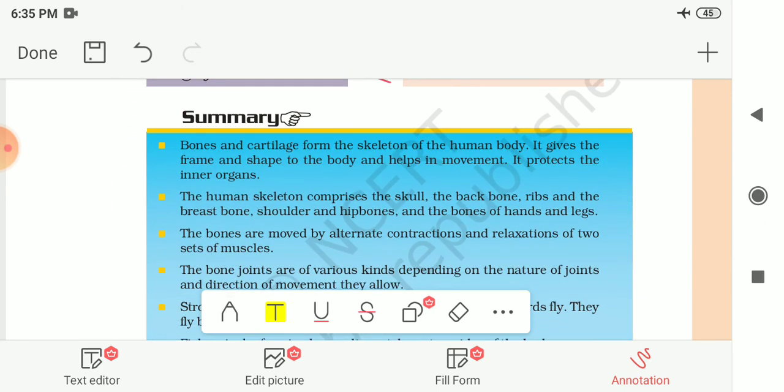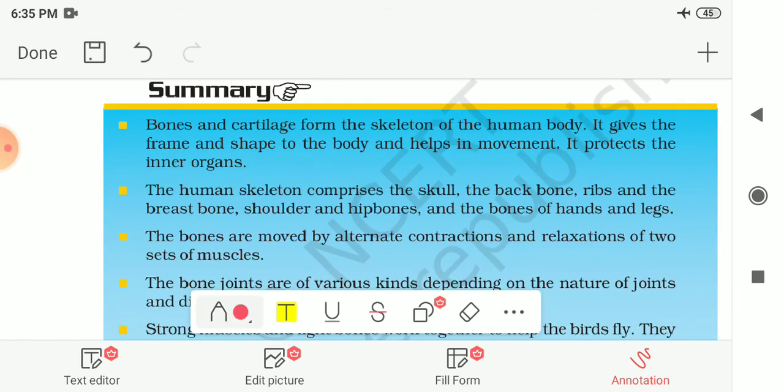Now let me see the summary of this chapter. The bones and cartilage form the skeleton of the human body, and it gives the frame and shape to the body and helps in movement. It protects the inner organs also. Then we had seen that the human skeleton comprises the skull, the backbone, ribs and the breastbone, shoulder and hip bones, and the bones of hands and legs.